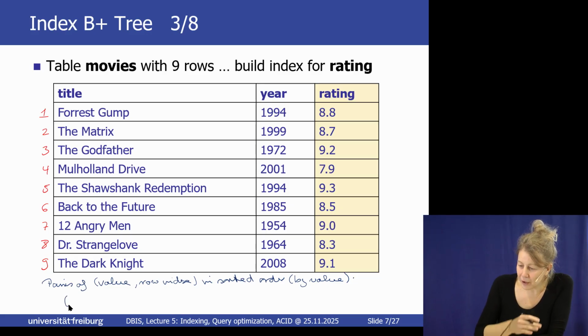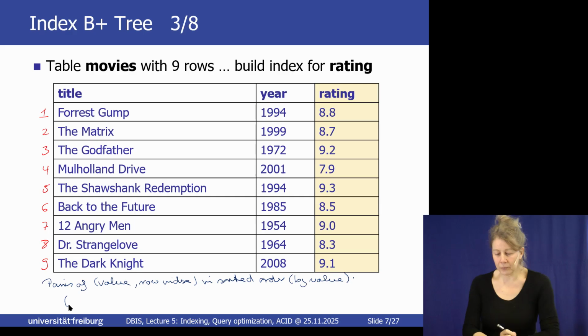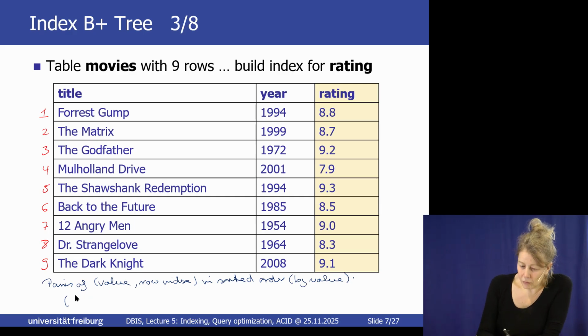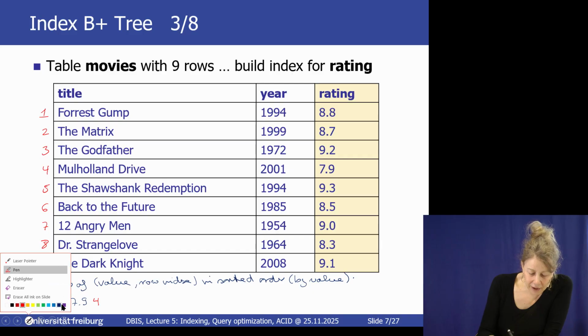What's the first one if we sort in ascending order? So the smallest one, smallest value? 7.9, that's correct. And I do one more thing, and I will not switch. Which row index is it? 4, exactly. So I will write it like this, 794.